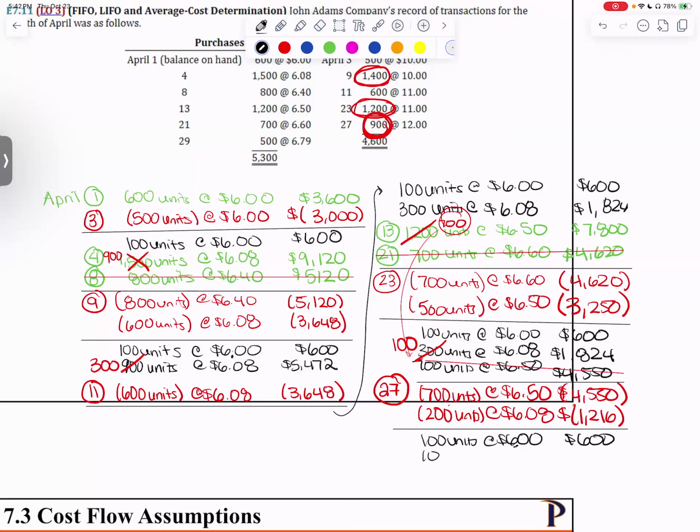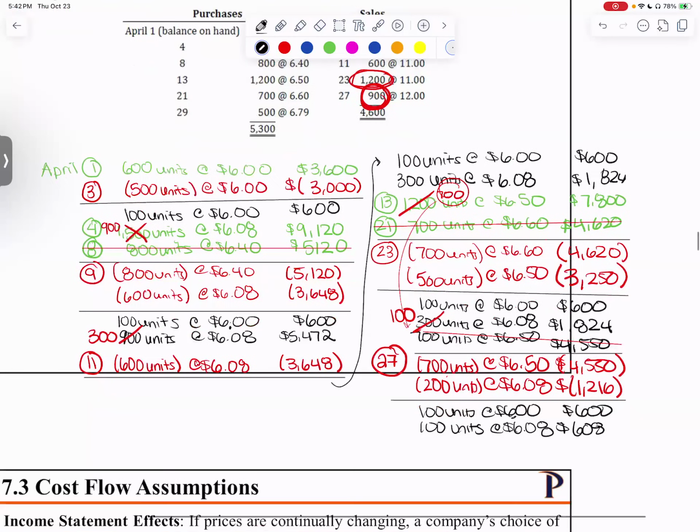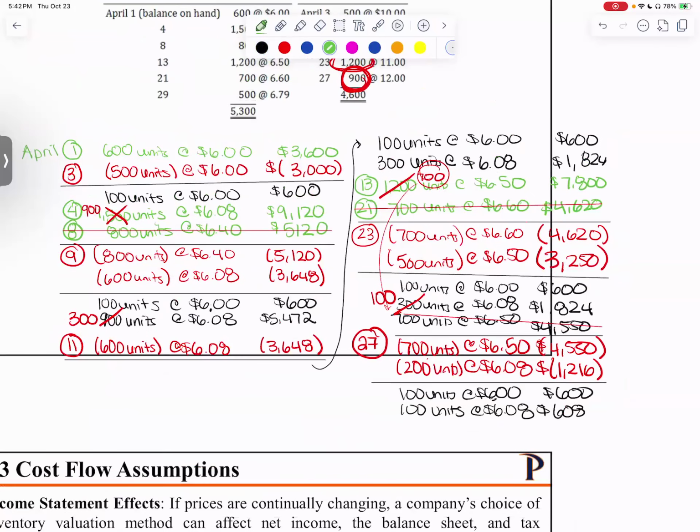And then we'll have 100 units from our April 4th purchase at $6.08. And that will be $608. And then our last part of this problem is that we will have an additional purchase on the 29th of 500 units at $6.79 for a total cost of $3,395.